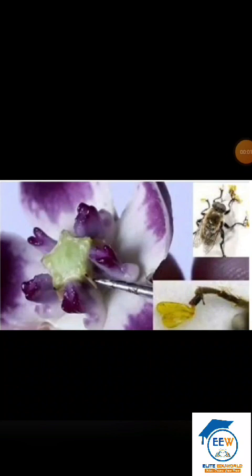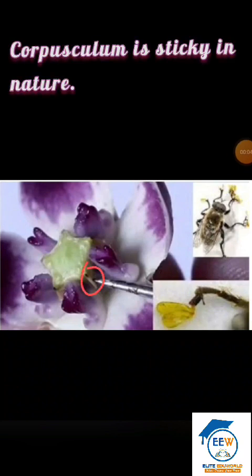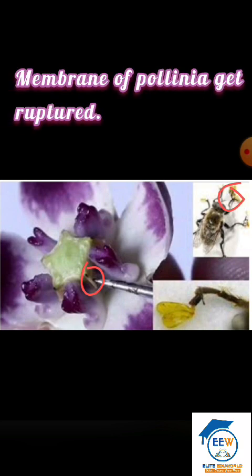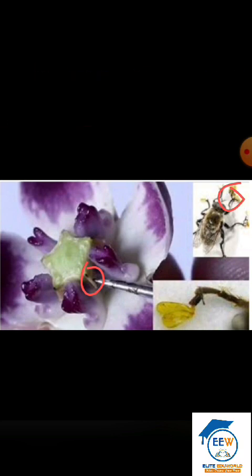As I told you, this black portion of the androecium called corpusculum is sticky in nature, so it will get attached to the parts of insects, and by the insect it gets transferred to the flowers of another plant. During this transfer the membrane of the pollinia gets ruptured, and the pollen grains drop on the stigma of the flower. So in this case also cross-pollination is favored and self-pollination is avoided.